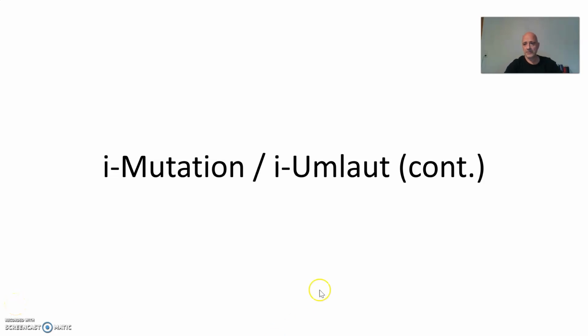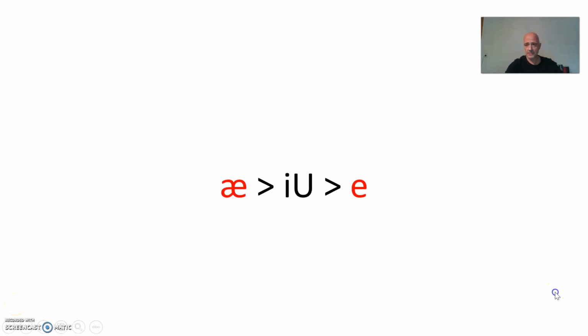So, i-Mutation continued. Let's turn to the palatal side. In an i-Mutation, a becomes e. It moves closer to e. If you have a, it's further apart than e. You can see that.